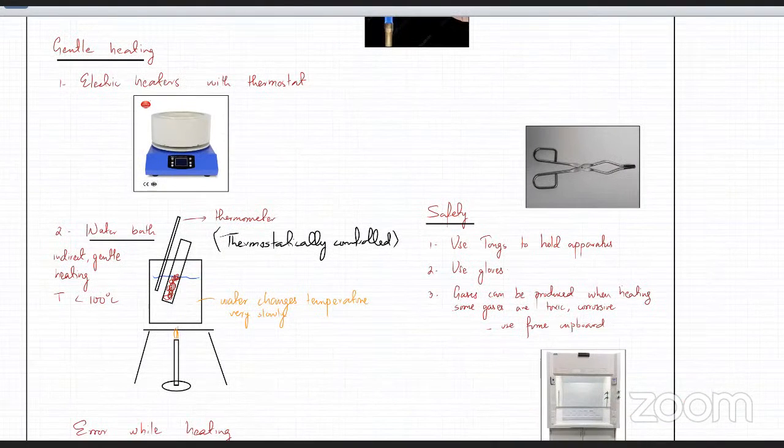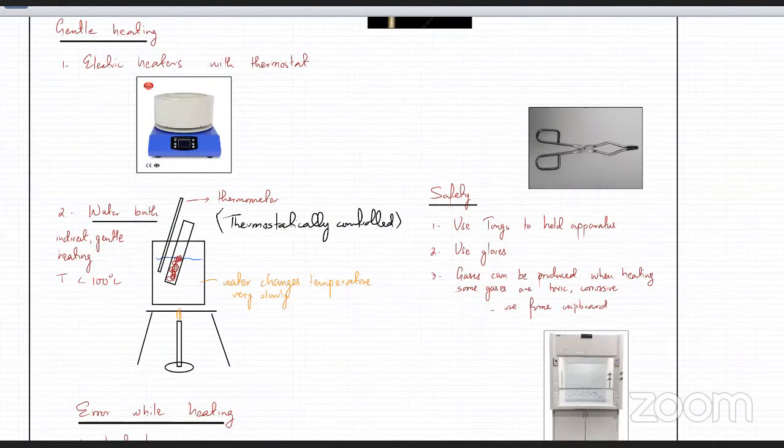So gentle heating. One is electric heaters with a thermostat. That is one way. But I don't think that's a suitable apparatus in this case, because how would you heat a gas syringe? I mean, if it was a liquid, you could put it in a beaker and put it on this thing, and it will heat it till an appropriate temperature. But I don't think a gas syringe would work with this.